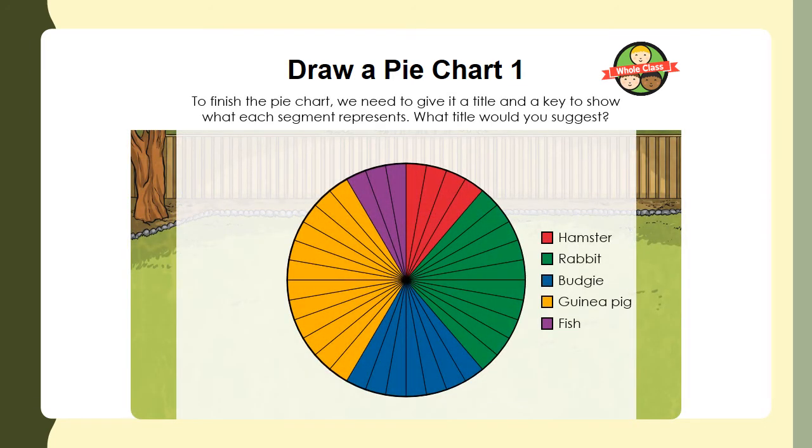To finish the pie chart, we need to give it a title, so that anyone that looks at it knows exactly what this pie chart represents. What title would you suggest? We also need to create a key to show what each segment represents. You can see we've done that on the right hand side. So we've shown that the part shaded in red represents the hamster, the part shaded in green represents the rabbit, the blue, the budgie, the yellow, the guinea pig, and the purple, the fish. So here's our title. Maybe you might be able to think of one that's much more appropriate. If not, this one works perfectly fine, as it tells the person reading exactly what this pie chart shows.